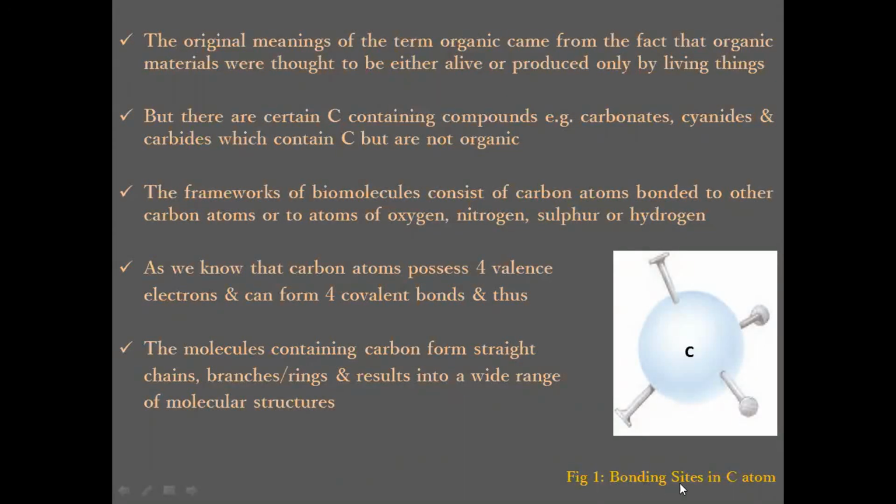In this figure, showing the bonding sites in a carbon atom, this ball is a carbon atom, and we can see here that it has the potential to form four covalent bonds, and thus carbon containing compounds have a wide range of molecular structures due to the bonding capacity of the carbon atom.